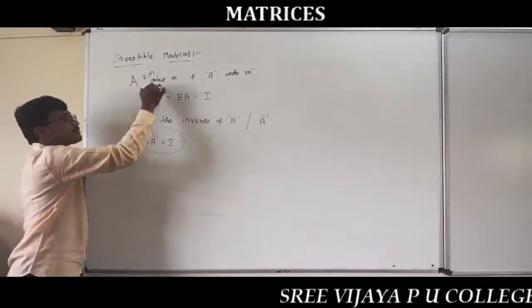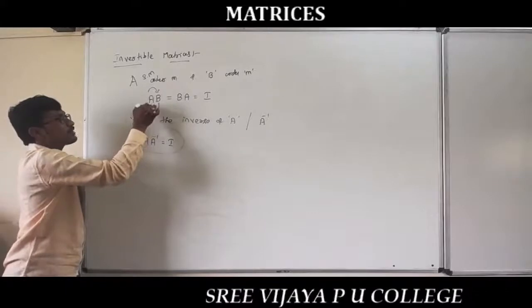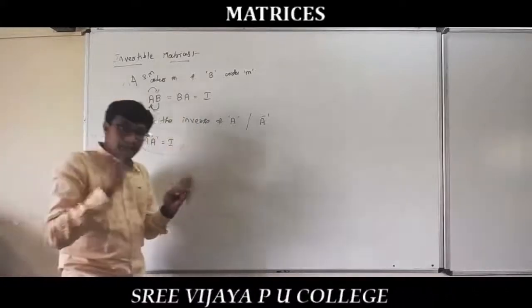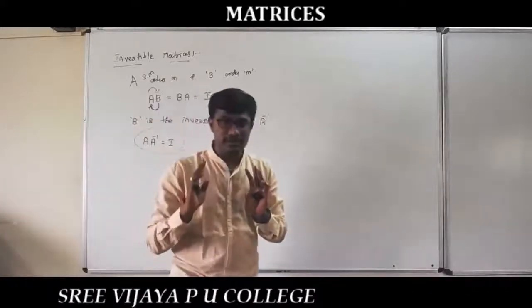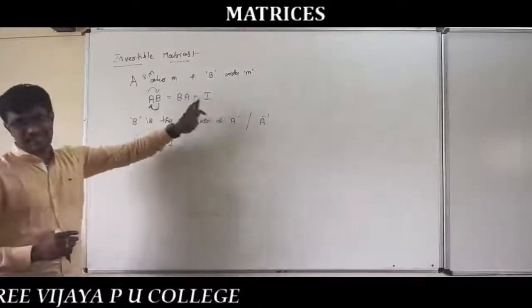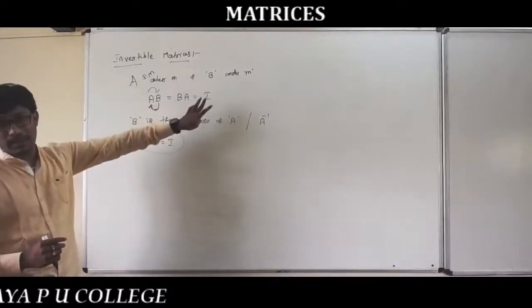We can say that A is also the inverse of B, or we can say that B is also the inverse of A. We can say that A and B are inverses of each other if it satisfies only this condition, that is AB equals BA equals I.